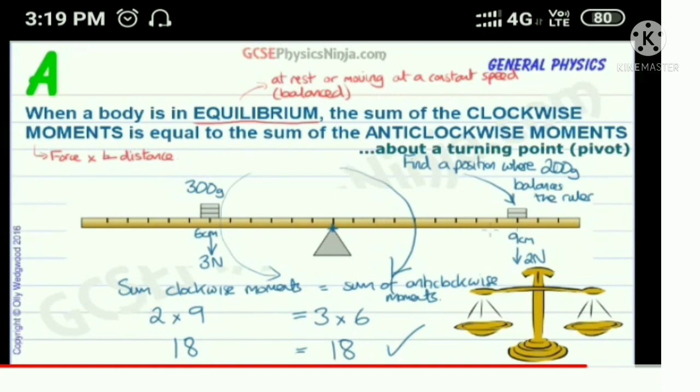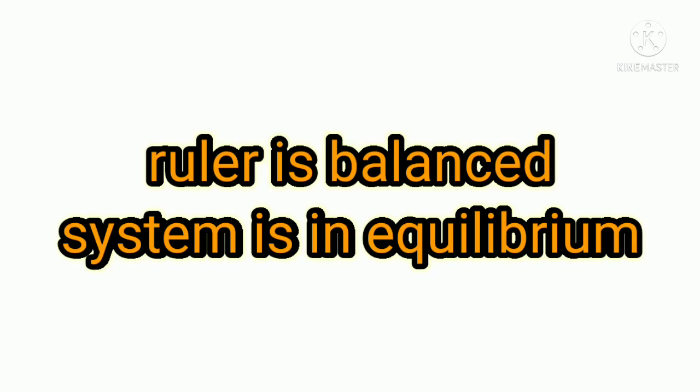So listen here, 2 into 9 is 18. Now we can write the unit. The unit of moment of force is Newton centimeter. Here also we can write Newton centimeter, because the force unit is Newton and the distance is centimeter. Both sides we are getting the equal value, so it is said to be balanced, or the system is in equilibrium.